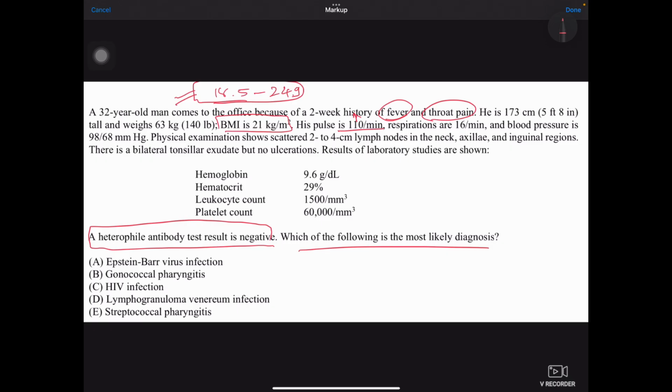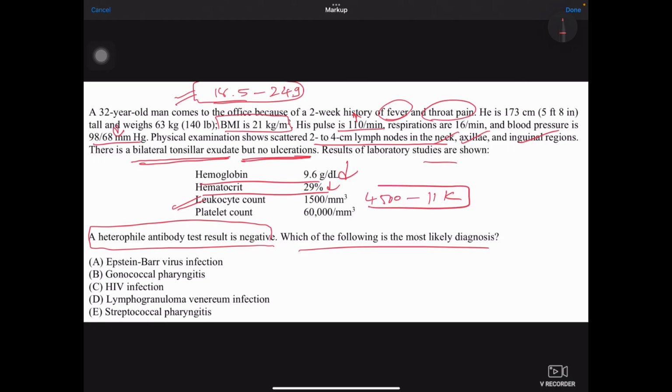Pulse is increased, respirations normal, blood pressure decreased. Physical examination shows increased lymph nodes in the neck, axilla, and inguinal regions. There are bilateral tonsillar exudates but no ulcerations. Laboratory results: hemoglobin, hematocrit is low. Leukocytes, my god, normal is 4500 to 11k, so it is decreased. Platelet count, 150,000 to 400,000, decreased.